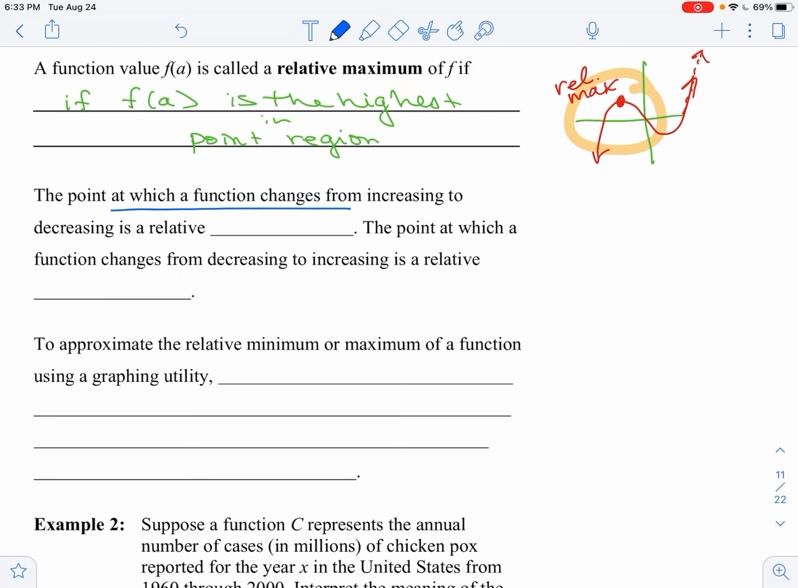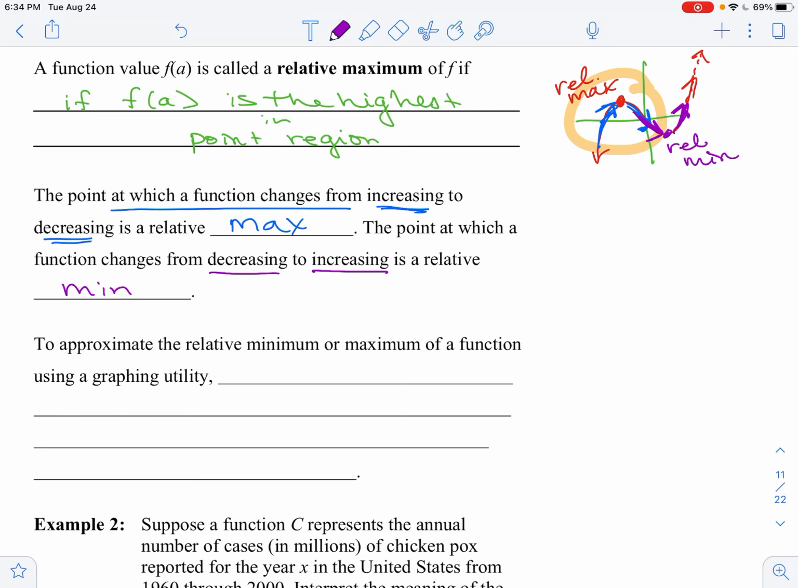So the point at which the function changes from increasing to decreasing is a relative maximum. Do you see how this relative maximum went from increasing and now it changes to decreasing? Okay. And the point where it changes from decreasing to increasing is a relative minimum. So you see at this point how it goes from decreasing to increasing, and it changes.